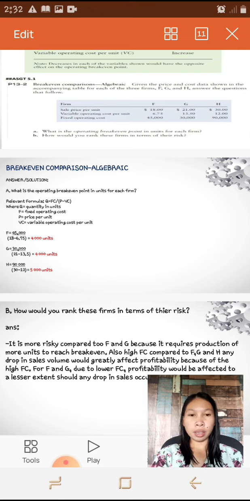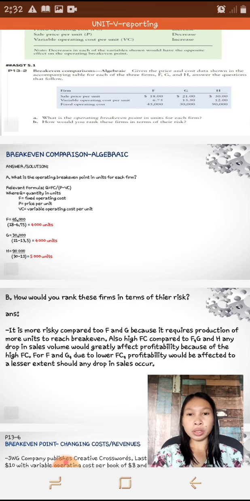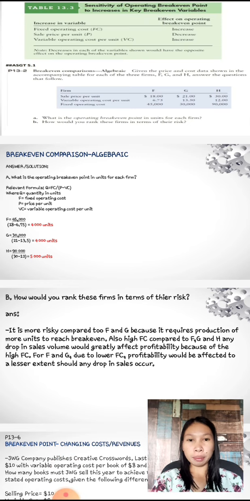In firm H, the sales price per unit is $30, the variable operating cost per unit is $12, and the fixed operating cost is $90,000. So, question number 1 is: what is the operating break-even point in units for each firm?